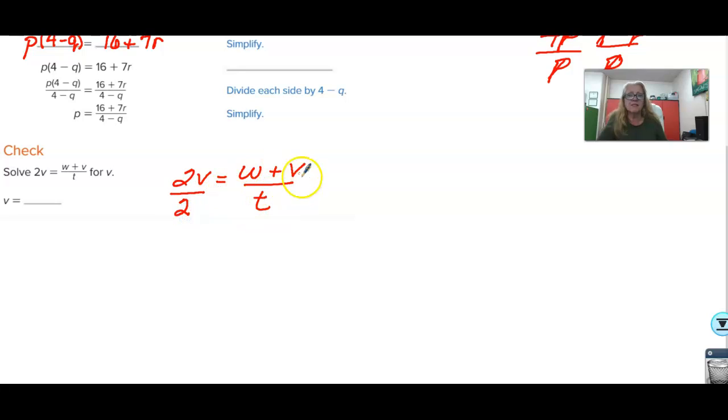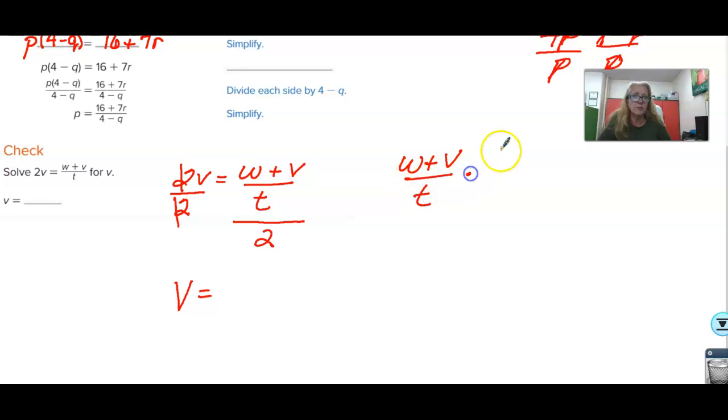But this is kind of a little janky over here. If you divide this whole thing by 2, it gets a little confusing and maybe overwhelming for some of you. But let me simplify it by saying, when you divide by 2, that's the same thing as multiplying times 1/2. So this is really W plus V over T times 1/2. When you multiply fractions, 1 times W plus V is going to give us W plus V, and T times 2 gives us 2T. And that's how it would look.